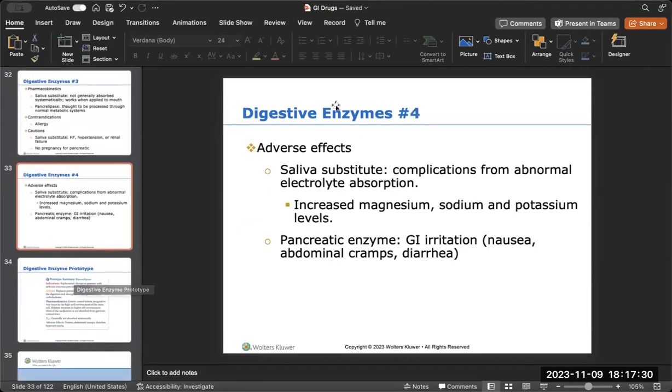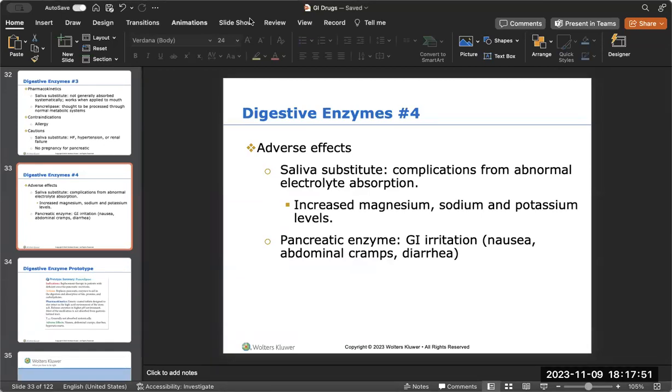In terms of adverse effects, like I said about the saliva substitutes, they work on those electrolytes, so they can have problems with electrolyte absorption. They can cause increased levels of magnesium, sodium, and potassium. So for these patients on saliva substitutes, we really want to monitor their serum electrolytes.